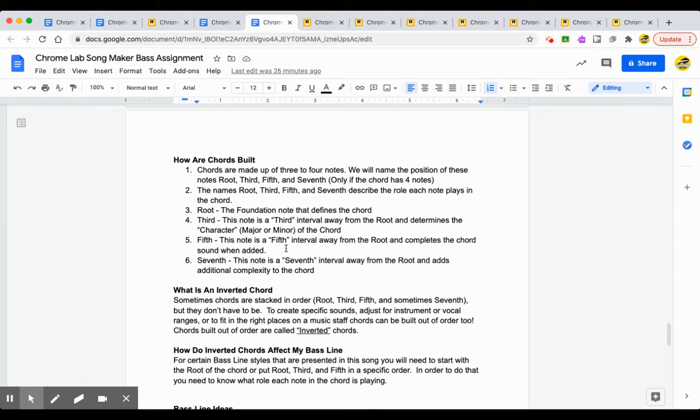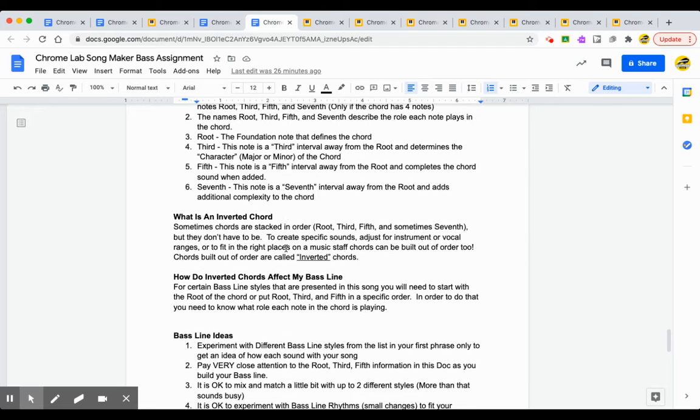Or potentially you might adjust the chords and invert them to fit the right places in the music staff, which is mainly the way that we have to do this using Chrome Lab Songmaker. We have to fit the chords to the space that we have, which is why I have inverted some of the chords. So how do the inverted chords affect my bass line?